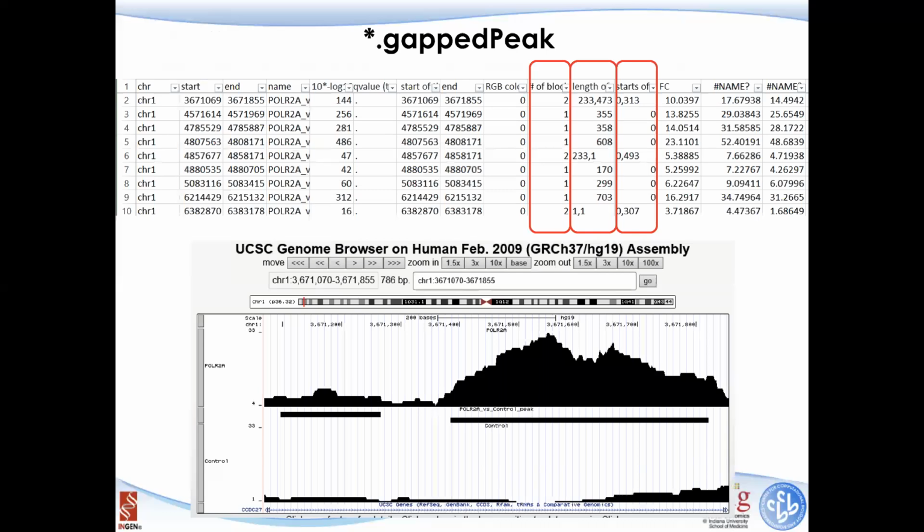So you just need to understand the output, what they mentioned. In the future, maybe you are interested in some region that has multiple blocks, or you have doubts about those ones. You can go back and check based on this gapped peak file. Yeah, I'm done.